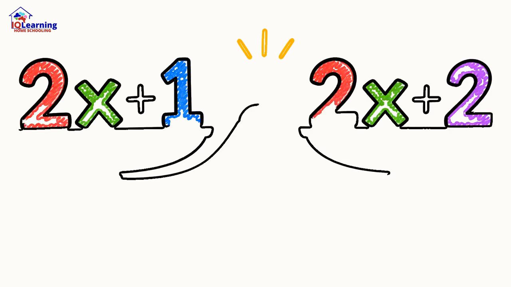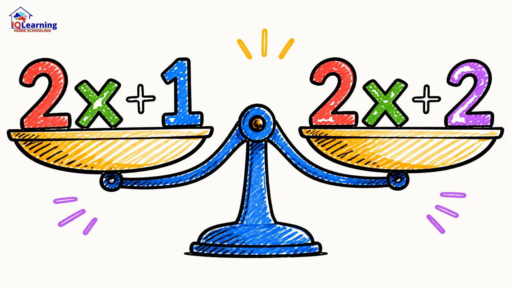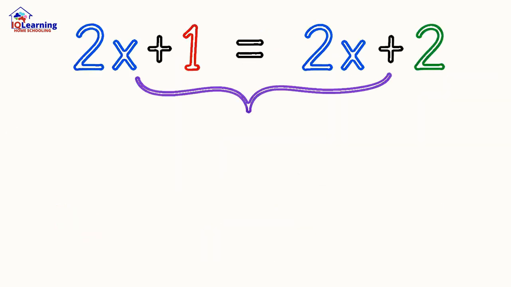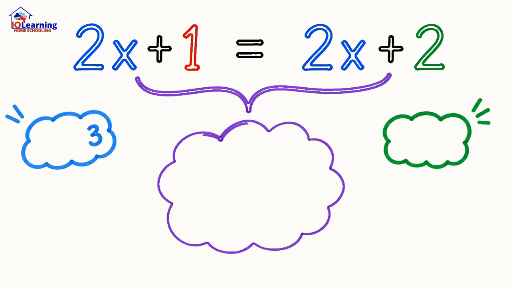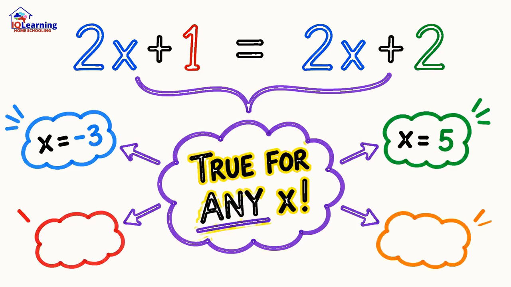Think about an equation like 2x equals 10. It's only true if x is 5. But what about 2 times (x plus 1) equals 2x plus 2? That's true for any x. That's an identity, a universal truth.